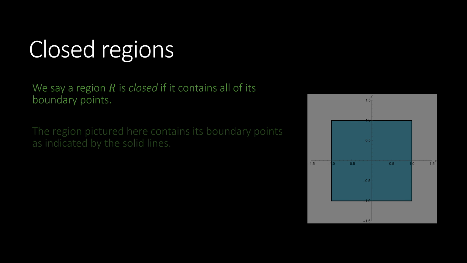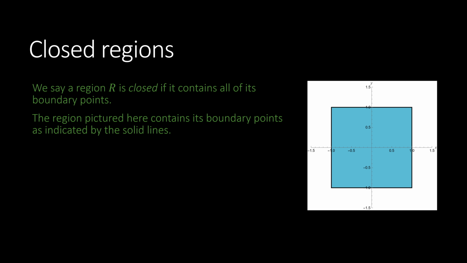Since in Calc 1 we looked at closed intervals, we need the notion of a closed region. So a closed interval meant it contained both of its endpoints. For us, we're going to say a closed region means it contains all of its boundary points. So in the interval case, we can think of the ends of the interval as our boundary points. In this case, boundary points is a little bit more general. But we can see here from our picture, since I've drawn the lines that bound this blue region as solid lines, that indicates we're keeping all of those points in our region. So this is a closed region because it contains its boundary points.